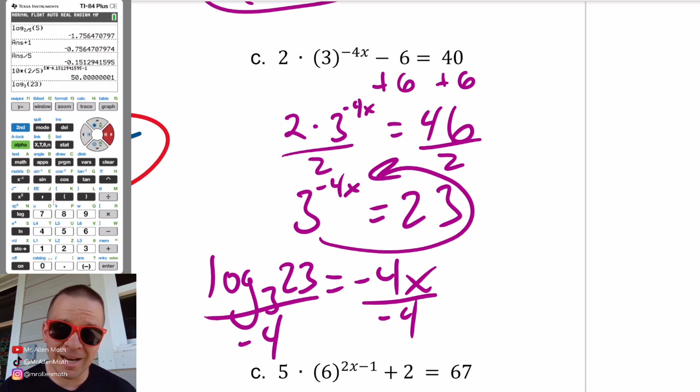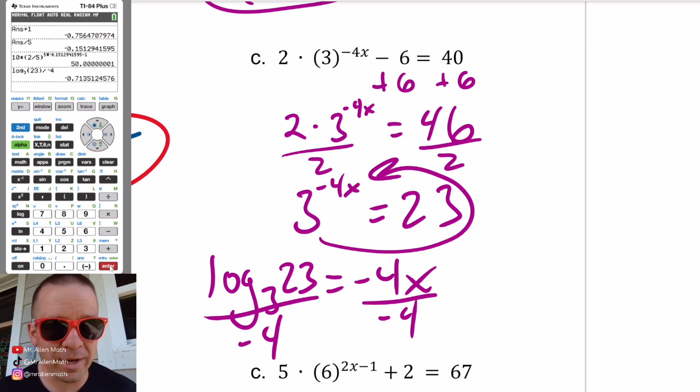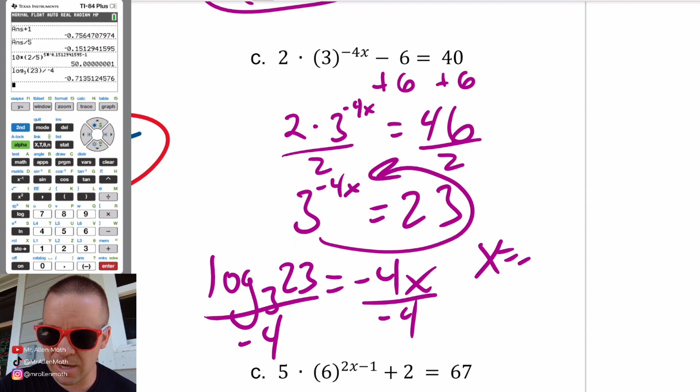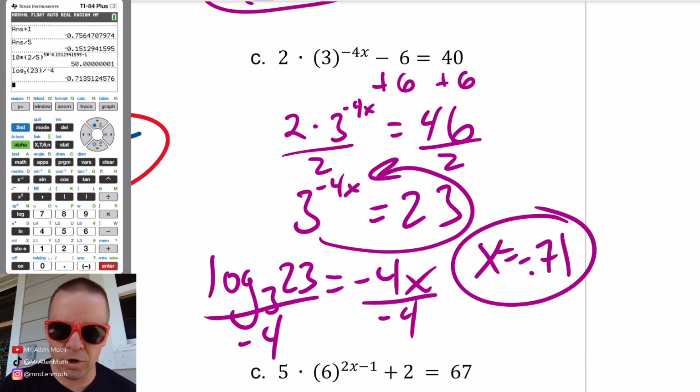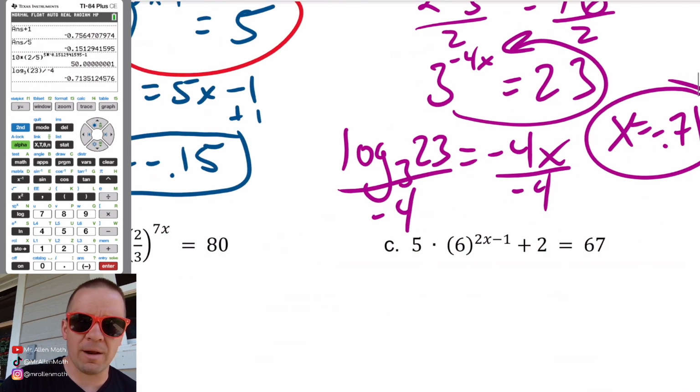And then I can even all at once divide it by -4. If I'm feeling spicy, I want to throw it all in at once. Boom. We get -0.713. So -0.71. X equals -0.71. Awesome. Whew. We got a whole lot of problems here.